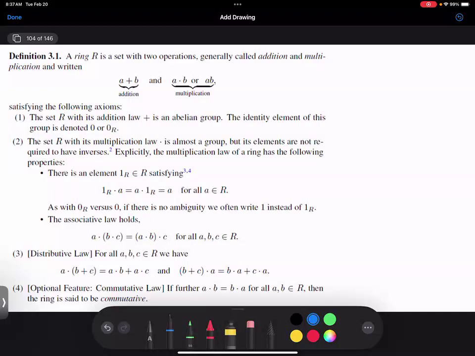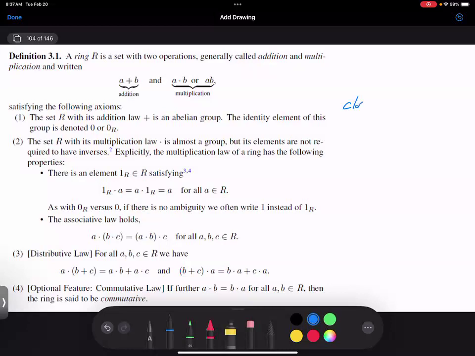So a ring is a set with 2 operations, which we'll generally call addition and multiplication. We write addition typically with a plus sign. We write multiplication either with a dot or with just nothing at all, and when there's nothing, that's implicit: just multiply them. And we want it to satisfy the following axioms. The first is that the set R, where the addition law plus, is an abelian group. So what does it mean to be a group? What four properties do I have?